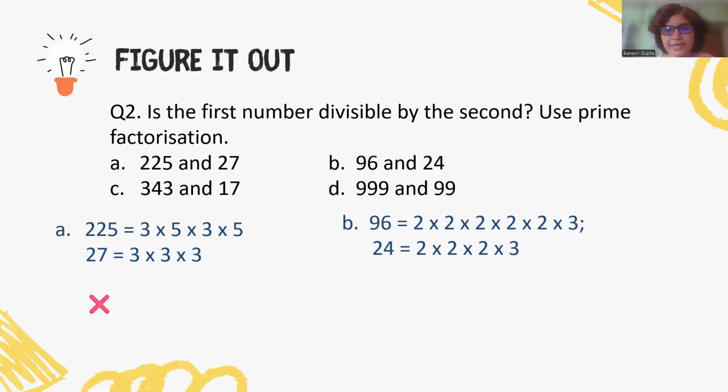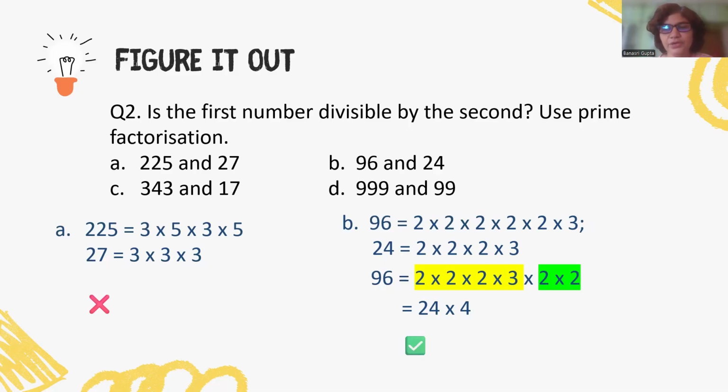What about 96 and 24? These are the prime factors of 96: there are five 2s multiplied by one 3, and in 24 there are three 2s multiplied by one 3. By rearranging the factors of 96, we see that all the factors of 24 are included in the yellow box of 96. So 96 is 24 into 4. So 96 is divisible by 24.